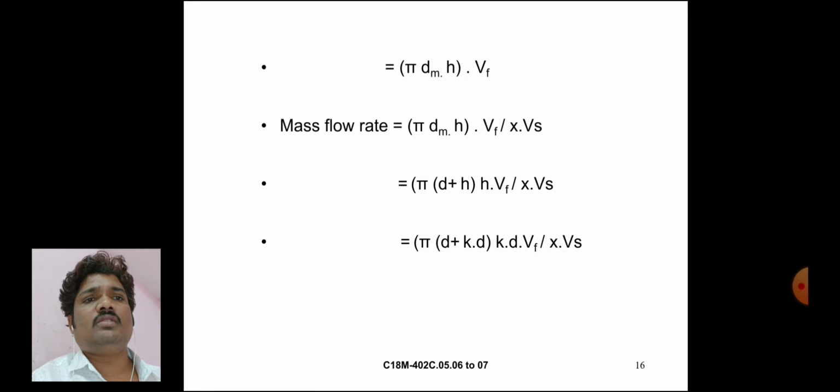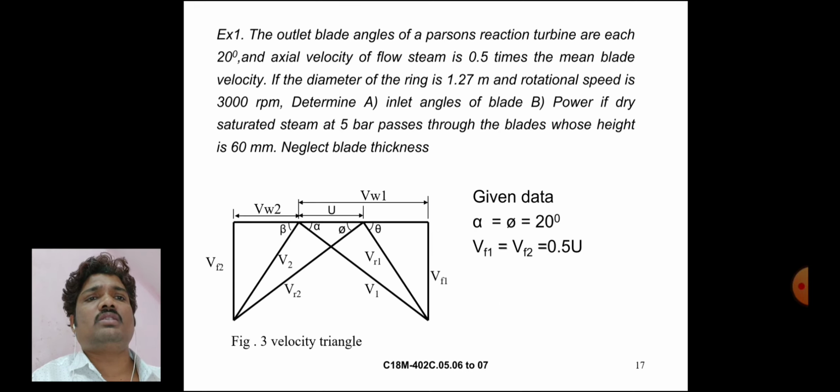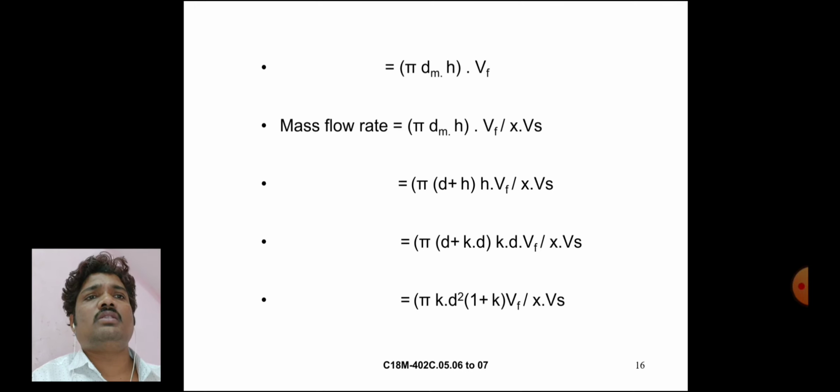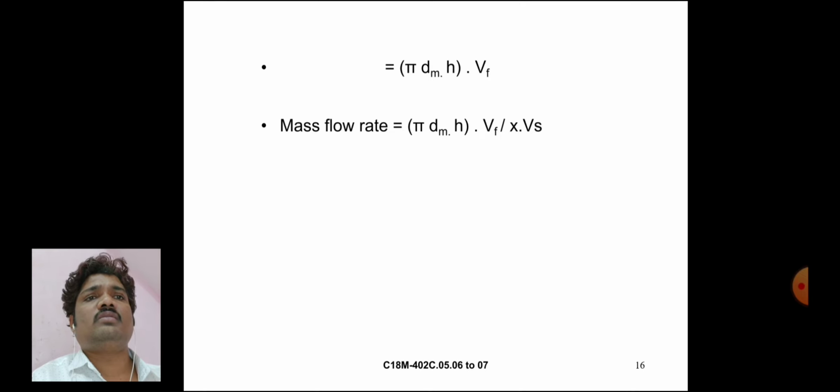Phi into d plus k into d kd Vf by x Vs. Phi k d square by 1 plus k Vf by x Vs. This equation we find out in this.